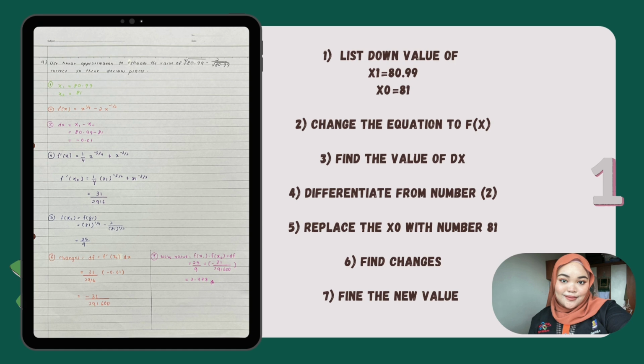So the next step is to find the value of f x0 equals f 81. Like usual, you need to replace the x0 with the number given. So it equals 81 to the power 1 over 4 minus 2 over 81 to the power 1 over 2, and the answer is 25 over 9.